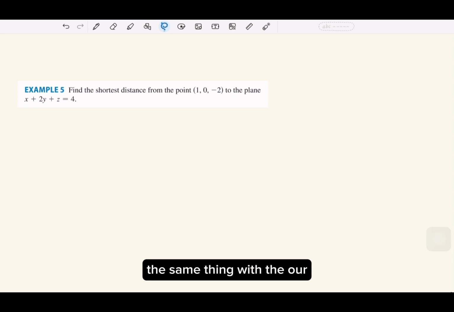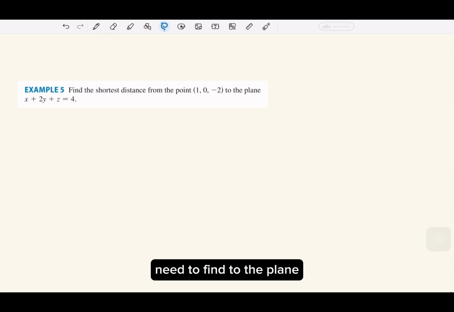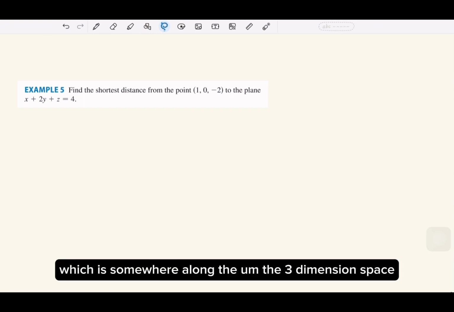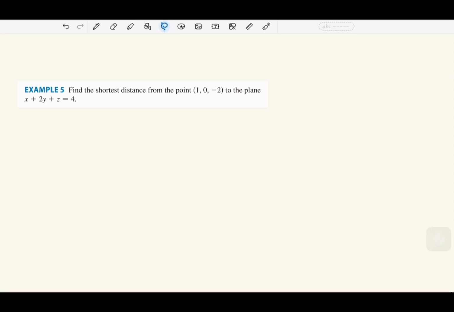The same thing applies to our partial derivative application. We can also find, for example, the shortest distance from some point to the plane which is somewhere along the three-dimensional space. So we have a point, and then we need to find the distance to the plane. If you're maybe not familiar with this, let me just give you the idea.